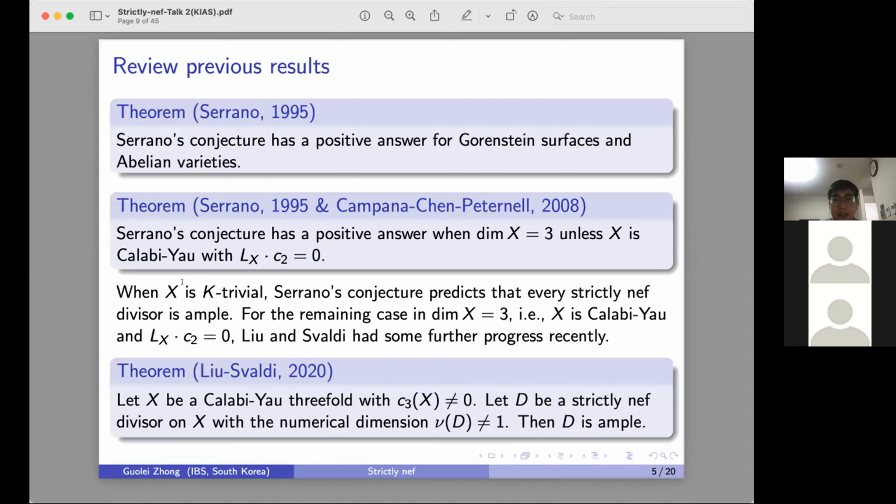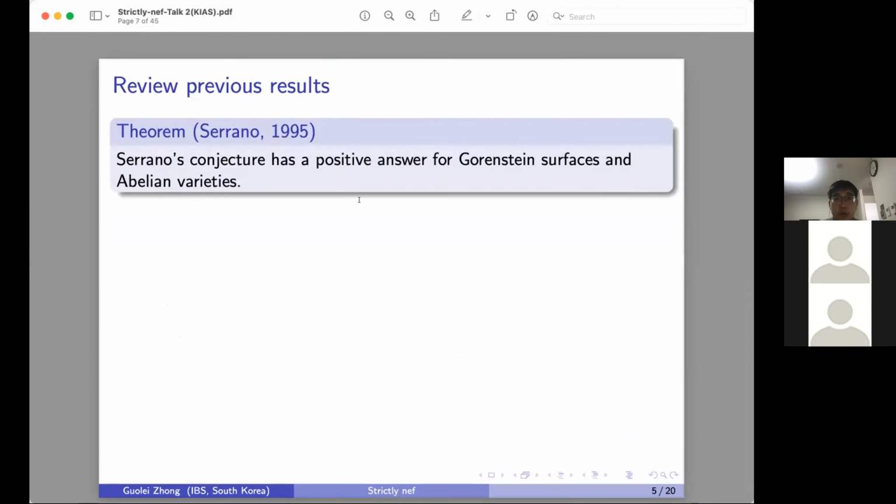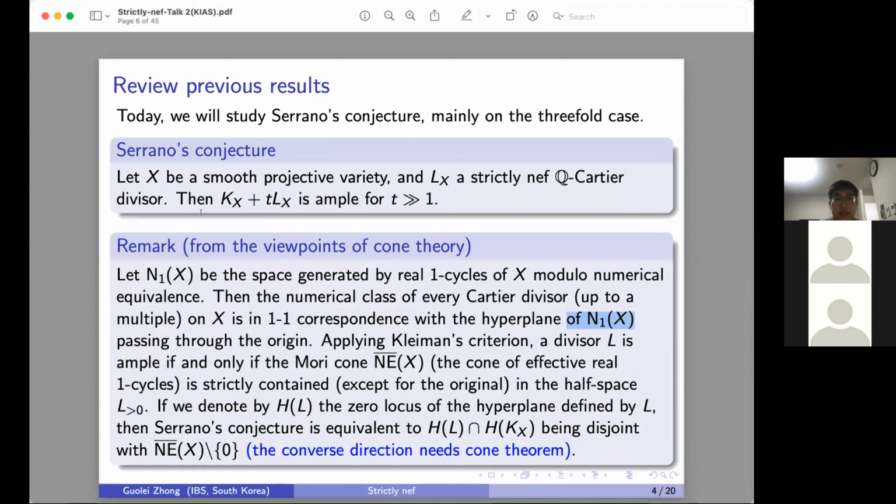So when X is K-trivial, this means that the canonical divisor K_X is numerically trivial. Then Cyrano's conjecture predicts that every strict nef divisor is ample, because in this form we know that if K_X is numerically trivial and L_X is strictly nef, then it implies that L_X is ample.